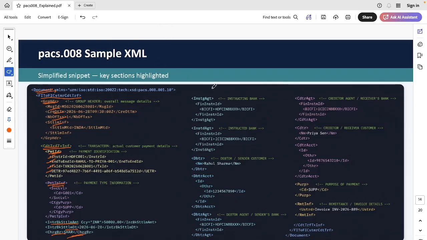Next, move to the middle part. Here we see the banks and parties. Here, instructing agent is the instructing bank. Instructed agent is the instructed bank. Debtor is the sender customer. Then debtor agent is the sender's bank. Then we have creditor agent, who is the receiver's bank. Then creditor, who is the receiver. Finally, at the bottom, we have the purpose, why this payment has been initiated. Then we have the remittance information as well. So this shows the payment purpose and invoice or remittance details. So this is how the pacs.008 XML message looks.